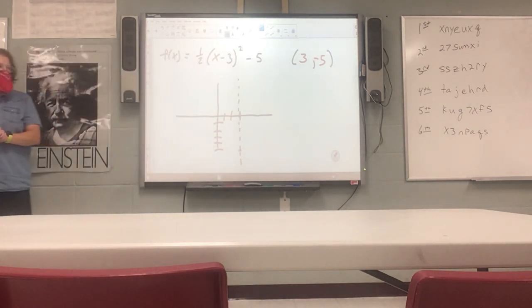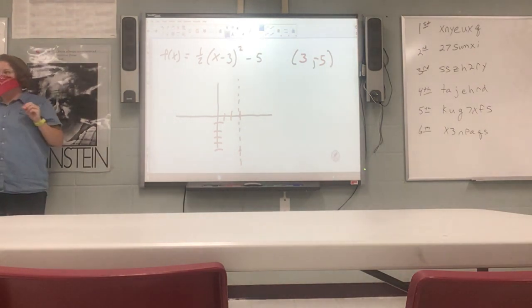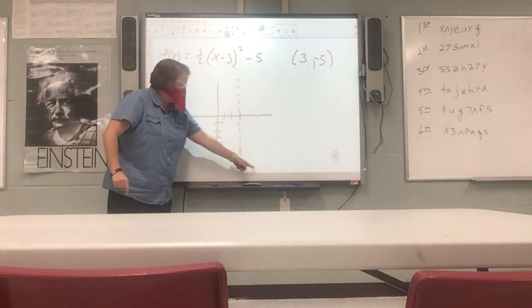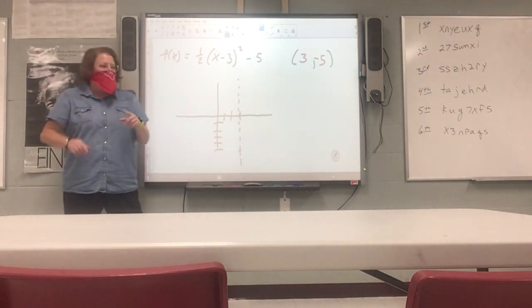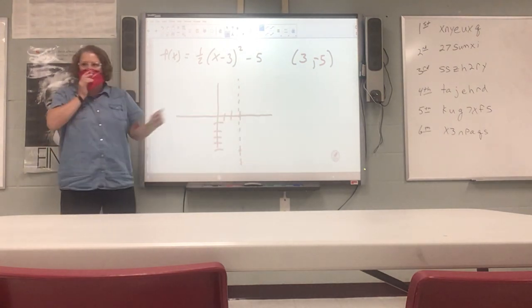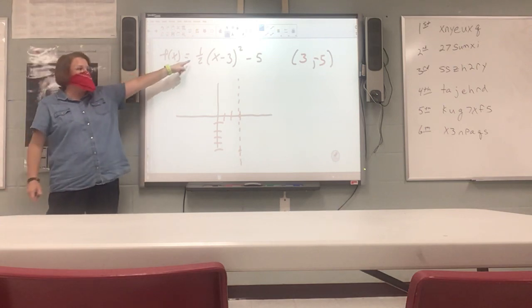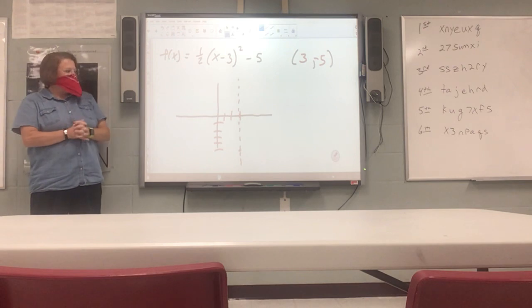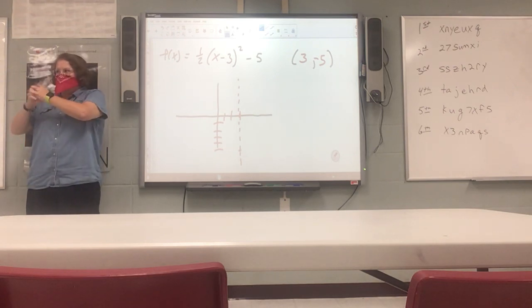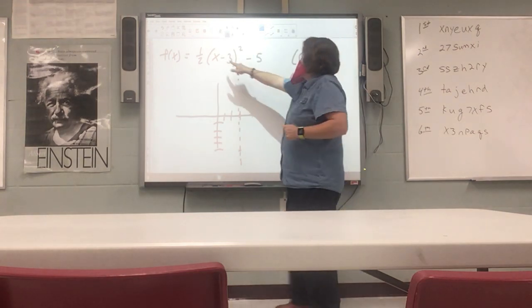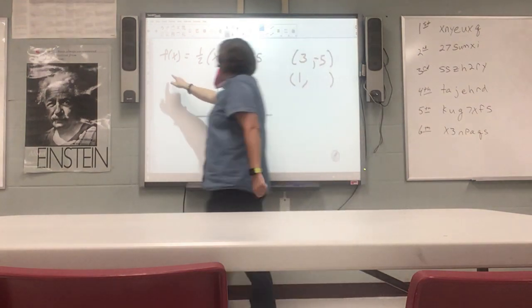Okay, now I need another point. Well, before I get my other point, have I put myself in a tight spot? I'd be in a tight spot if this thing was gonna open down, I didn't save very much room. Is it gonna open down and I'm in a tight spot, or is it gonna open up and I'm good to go? It's opening up. It's opening up because my 1/2 is positive. A is positive, so I'm good to go. So what X do you wanna plug in? 1, gonna plug a 1 in this time, I like it. 1 minus 3, I wanna show all my steps this time.